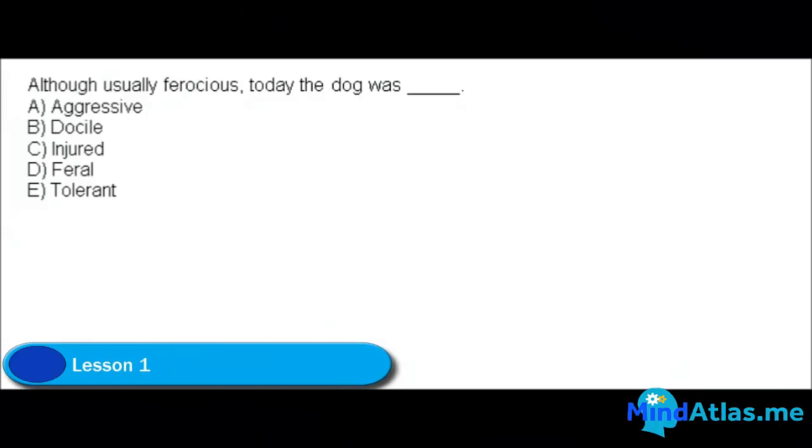The 6 steps. These are the 6 basic steps to solving a sentence completion question. Step 1 is to read and understand the sentence.